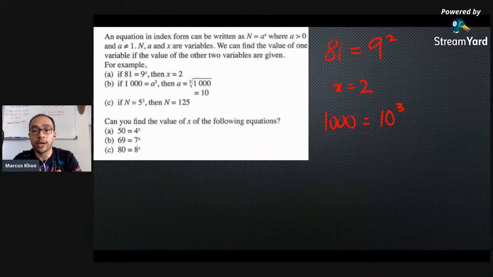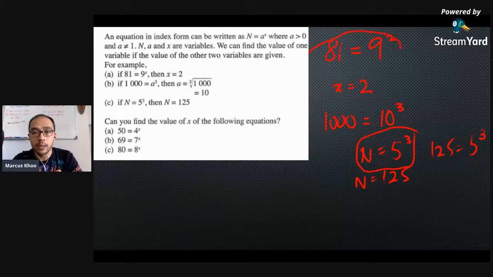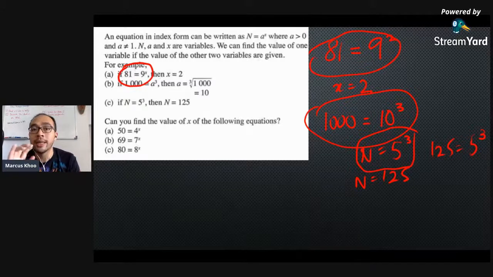We know that the power is very important. Likewise, n equals 5 to the power of 3, then we know that this n value is 125, because 125 is equal to 5 to the power of 3. All these are what we call equations in index form, because there is an index over here. But this is easy for us to find because we know that 10 to the power of 3 is 1000, or 1000 is 10 to the power of 3.